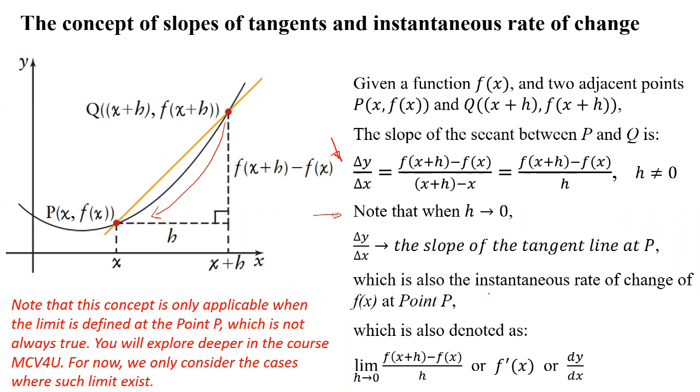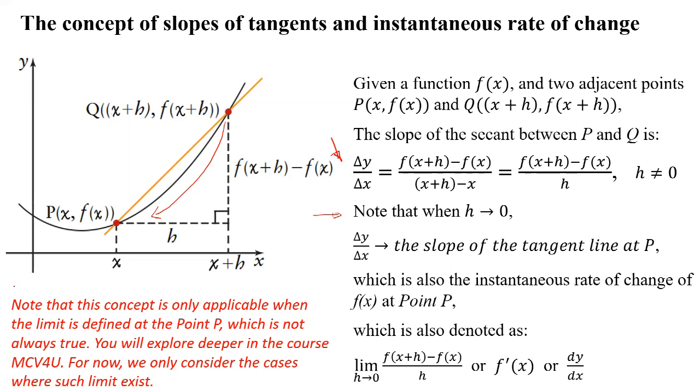Which is also the instantaneous rate of change of f(x) at point P, which is denoted as the limit as h approaches 0 of (f(x+h) minus f(x)) over h, or we also denote it as the first derivative of f(x), or dy over dx.